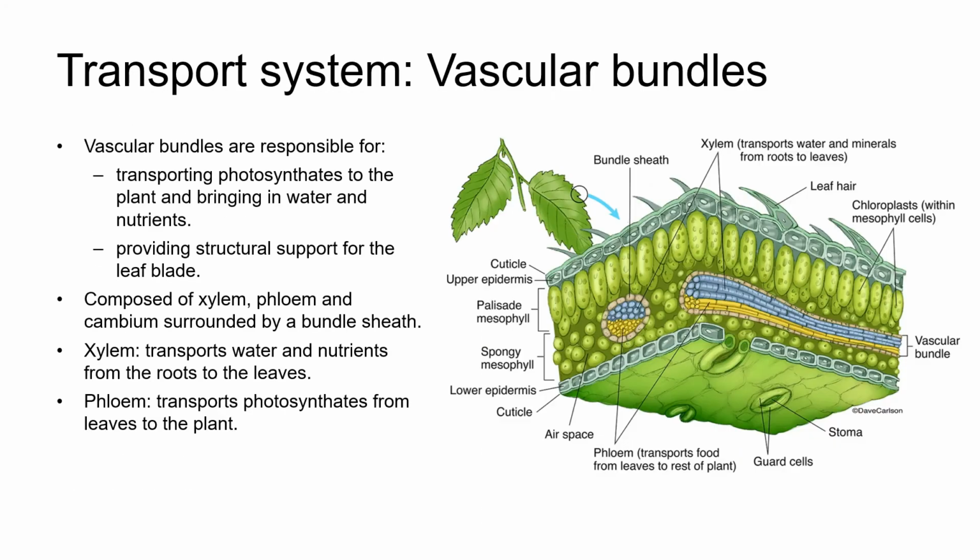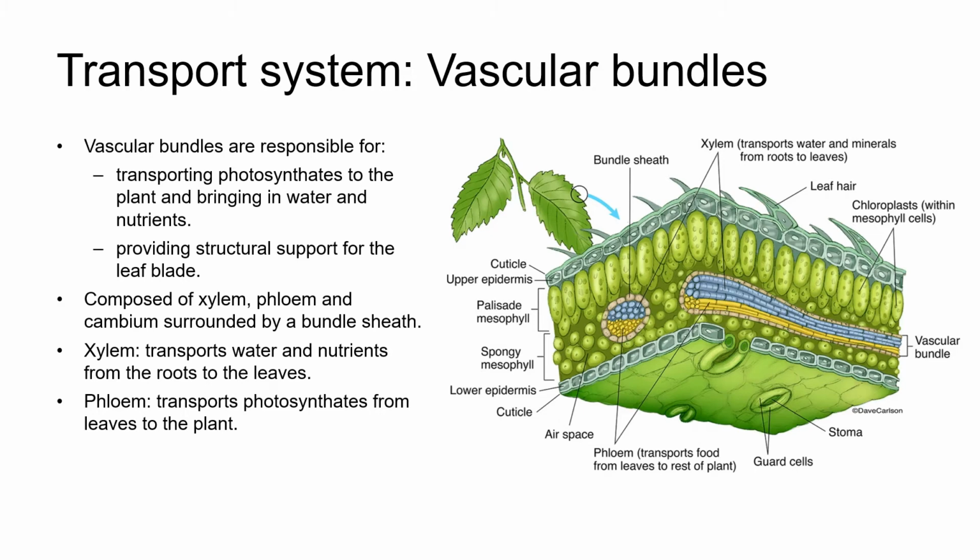Let's take a look now at the vascular bundles in leaves. A plant needs a way to transport water, nutrients, and the products of photosynthesis throughout its tissues, and this happens through the vascular bundles. Vascular bundles are distributed throughout the leaves as well as the shoots and roots, and are visible on the external leaf surface as veins.